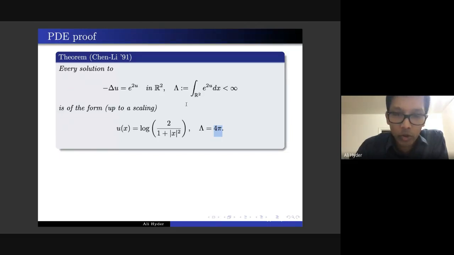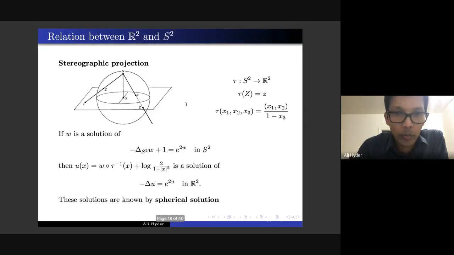Also let me tell you why this is 4 pi. Basically, I am obtaining the solution in this way, and think of it this way: the integral of the right hand side, exponential of u on R2, is like the integral of exponential of W on S2. Now if you integrate here, then you get the integral over S2, that is 4 pi, because the integral of the other part would be 0.